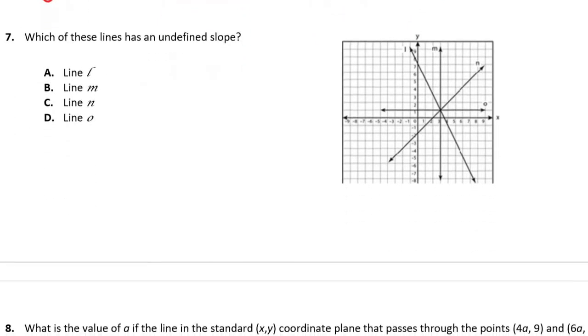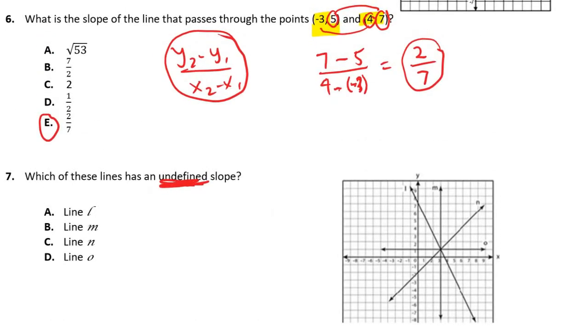Okay, number 7. Which of these lines has undefined slope? If you go back to the formula, the slope will be undefined if the denominator is 0. If this is 0, that means there's no change from x2 to x1. So only a vertical line has no change, like you're not going left or right. It's just a straight line down. That's why it's undefined for a straight line down. So the only one that's straight down is M. No change along the x-axis.